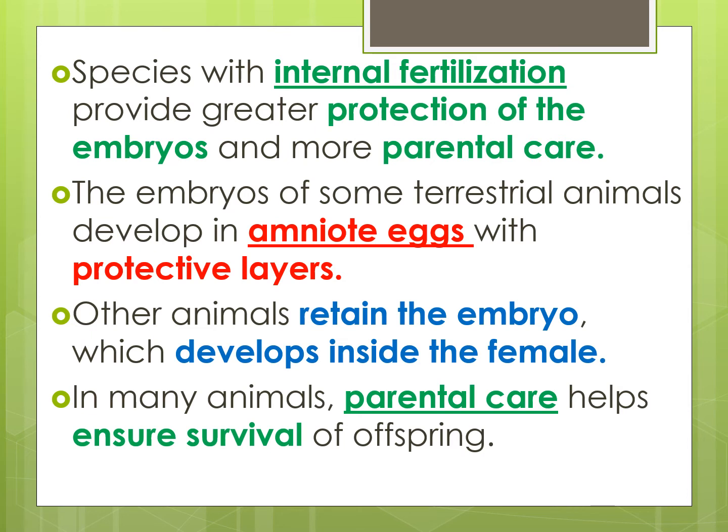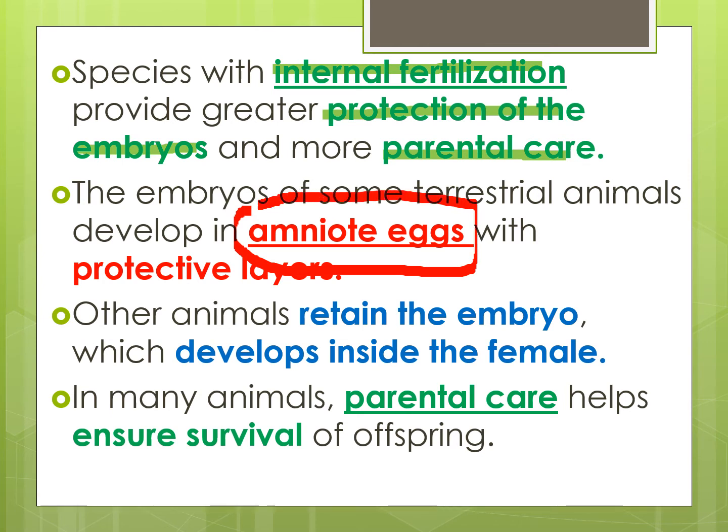Organisms which reproduce using internal fertilization provide greater protection to their embryos and also provide a greater extent of parental care. We then come to the concept of amniotic eggs. And amniotic eggs can be aquatic or terrestrial, but the key idea is that they contain protective layers to help keep your embryo safe.